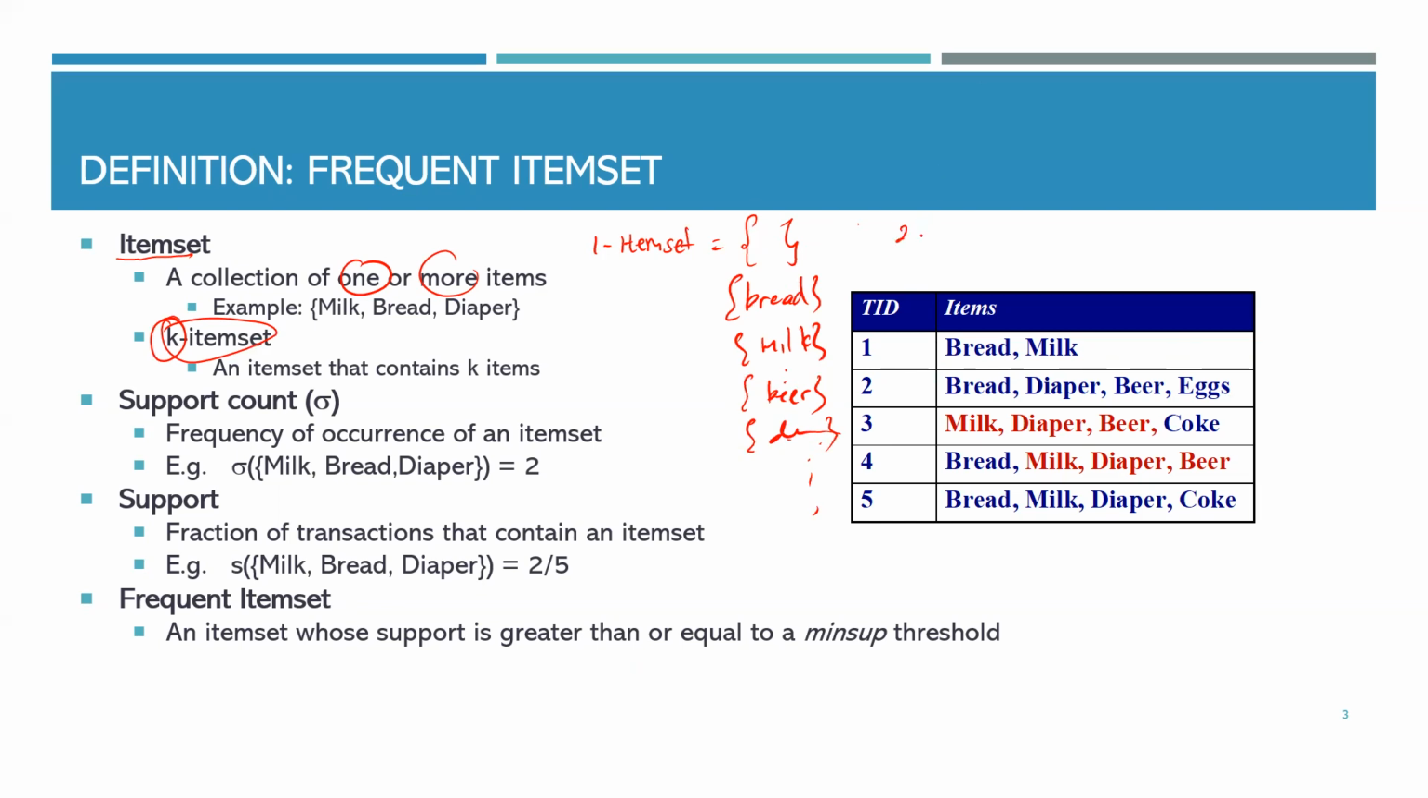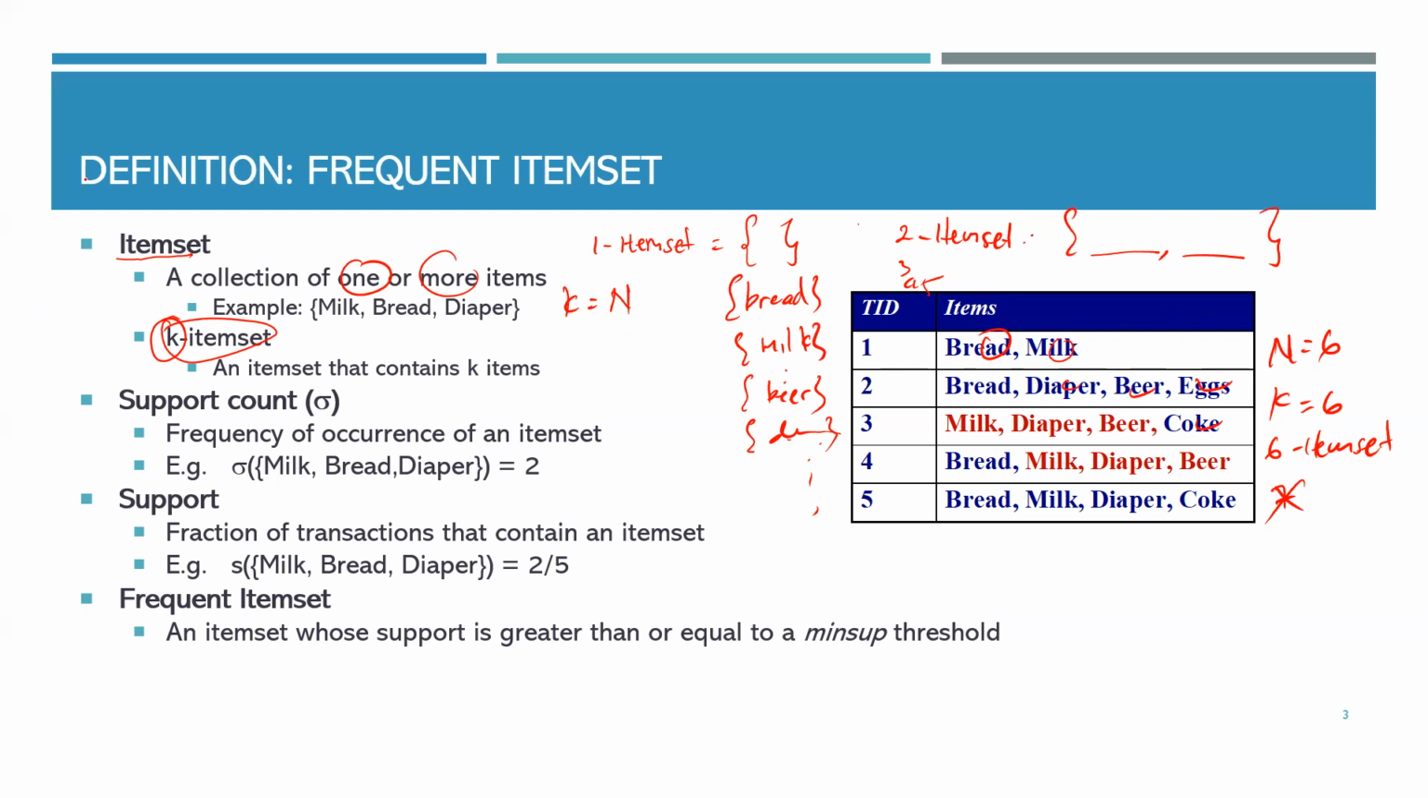Then we also have 2-itemsets, which means there are two items in one set. It can be bread and milk, or bread and diaper, bread and beer, so each pair of items. We also can have 3, 4, 5. The biggest k is equal to the number of items. In this case we have 6 items, so the biggest itemset has k equal to 6. We cannot make a 7-itemset because the maximum is 6 items.